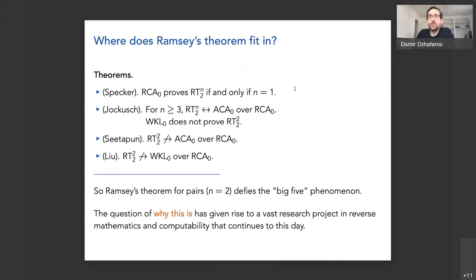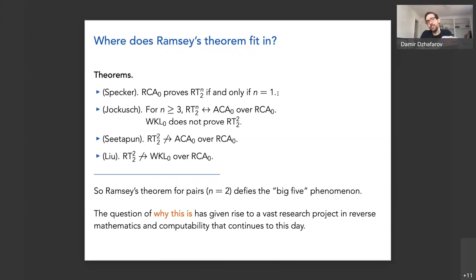The earliest result that can be understood as answering this question in some sense is due to Specker, long before reverse mathematics existed, doing a computable analysis of Ramsey's theorem, which can be translated to the parlance of reverse mathematics to tell us that the base theory RCA0 proves Ramsey's theorem for exponent n. Remember, this is for increasing n-tuples, for fixed n, if and only if n is equal to 1. So if we look at the pigeonhole principle of partitioning the natural numbers into two parts, which asserts at least one of those parts is infinite, then RCA0, our base theory, can prove that, as one would hope. But if n is bigger than 1, then RCA0 cannot.